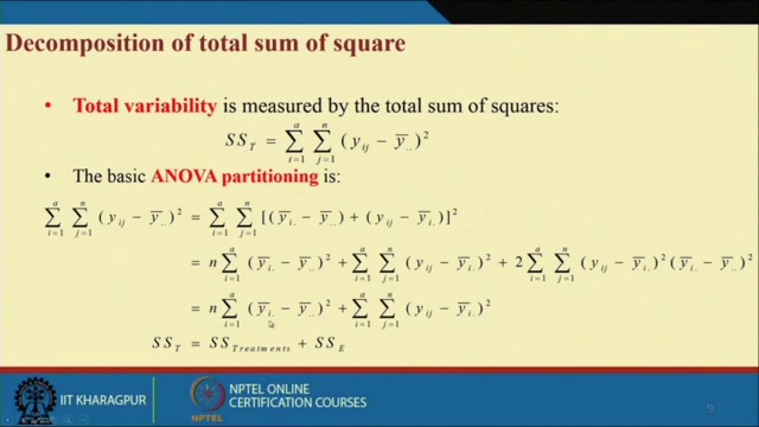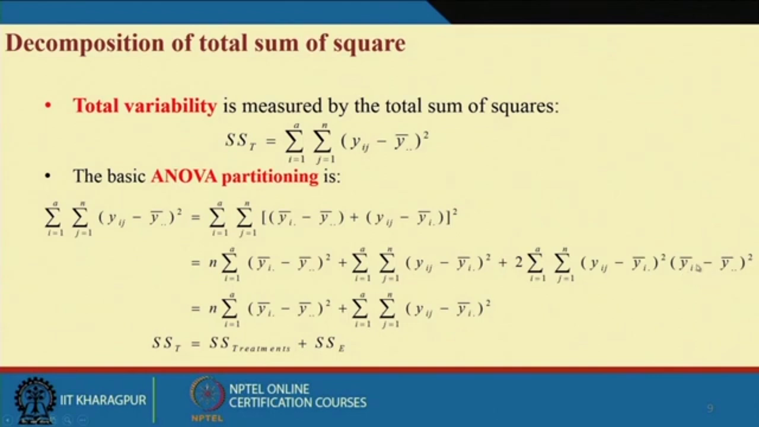Now, here what is happening, each of the treatment means is subtracted from the grand mean or grand average, squared, and summed across all the levels. This one is nothing but the sum square treatment, and the rest is sum square error. So, from here to here is very simple, this quantity remains valid, this quantity remains valid, and this quantity becomes 0, because if you sum up over j equal to 1 to n, you will find that this quantity will become 0.